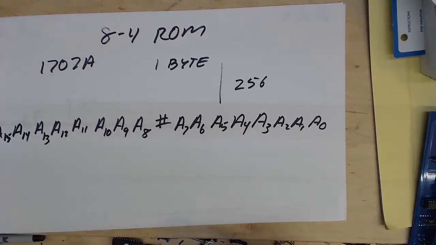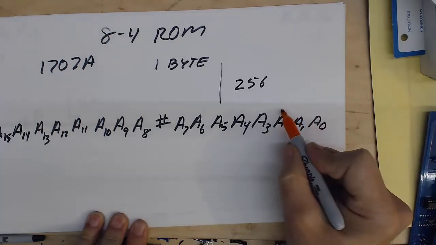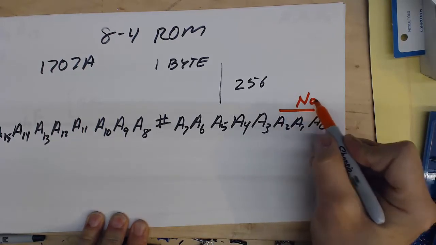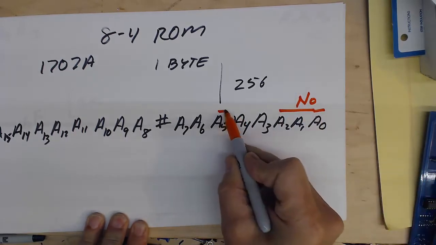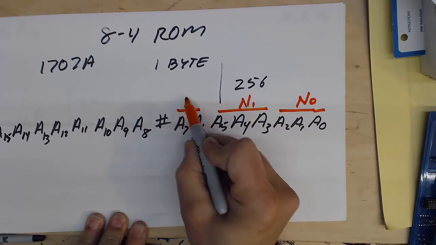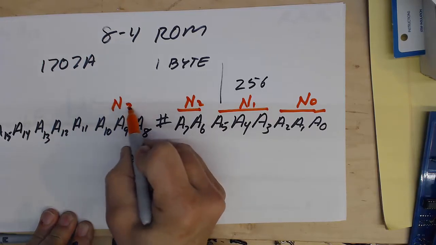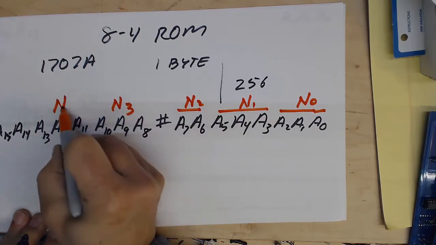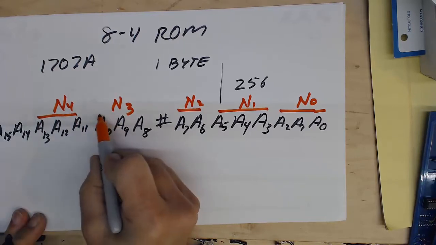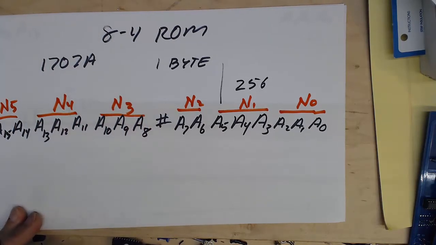When we look at these addresses, we will typically not refer to them as individual addresses. We group these together, and we call this N0. We group these 3 together. We call that N1. These 2, 3-bit number, N3, N4, and N5. That's what we refer to with these addresses.